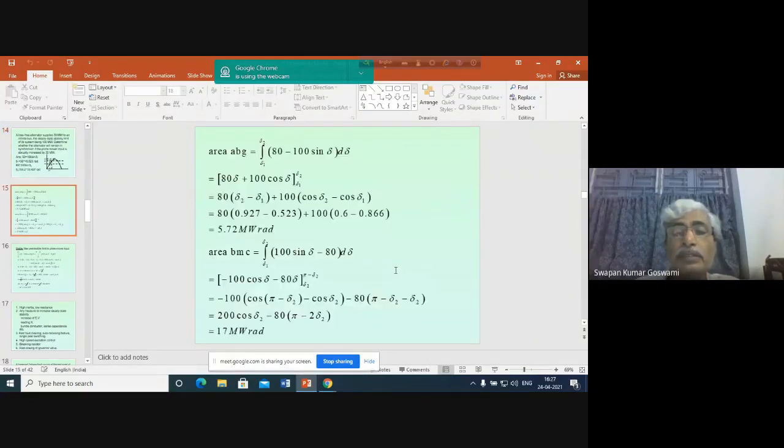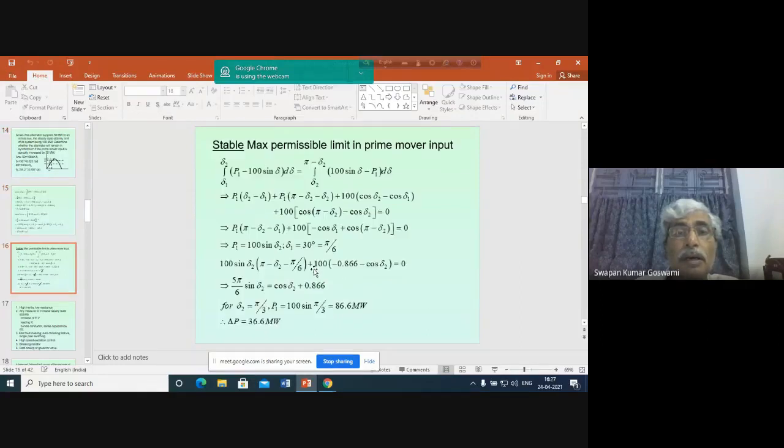Okay, so for that, let us say delta is representing that angle. So from P1 minus 100 sine delta d delta. This is the accelerating area, say, and it is equal to the decelerating area. That means we say that P1 is the limit up to which the power input can be increased. So P1 minus, the input minus output integration between delta 1 and delta 2.